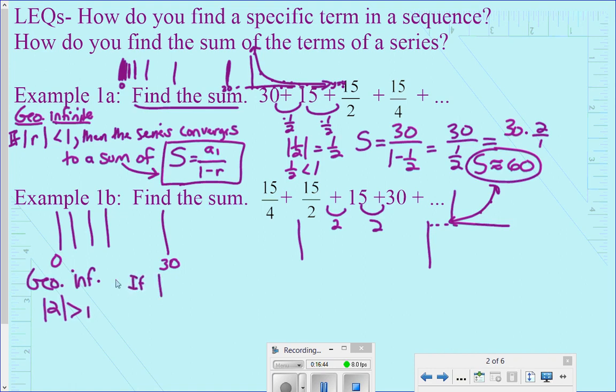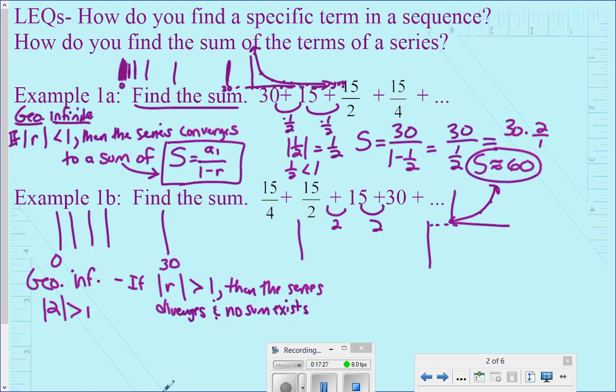If the absolute value of R is greater than 1, then the series diverges. Diverges means the numbers just keep getting bigger and bigger, or smaller and smaller, but they're not leveling off like we had here. No leveling off is happening. The numbers are just increasingly getting bigger or increasingly getting smaller. So if that happens, the series diverges and no sum exists.